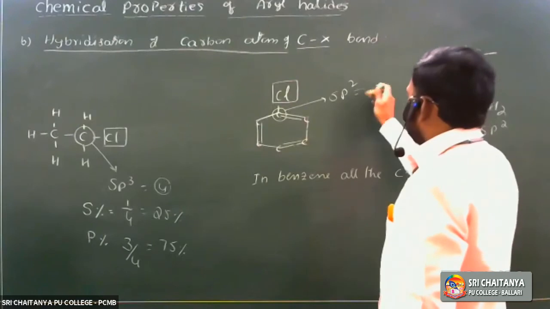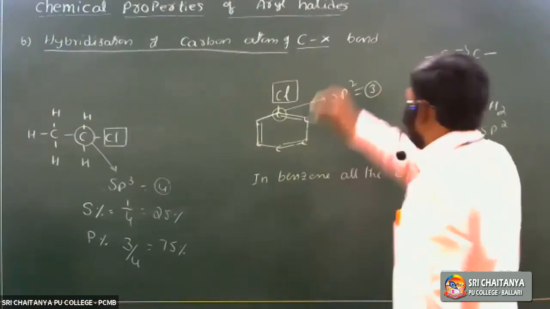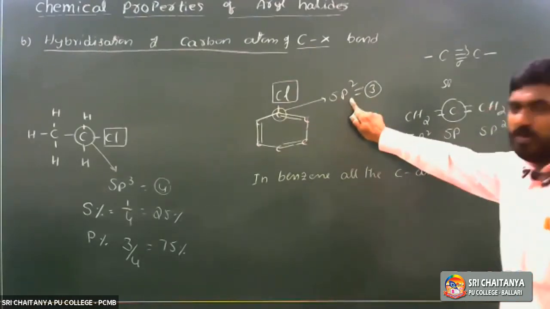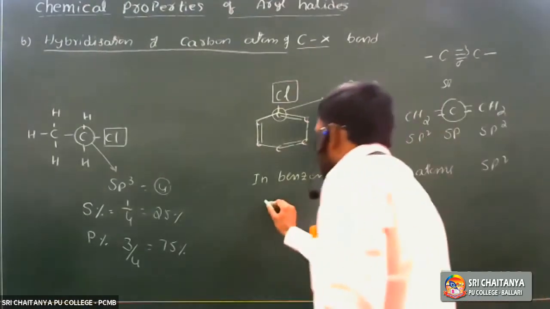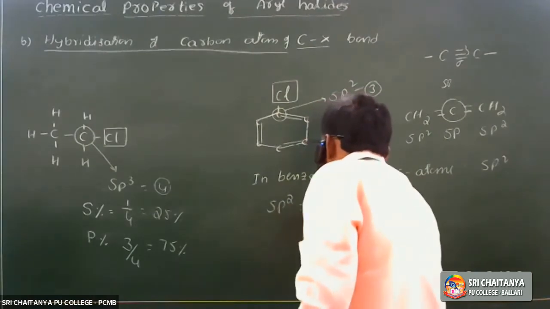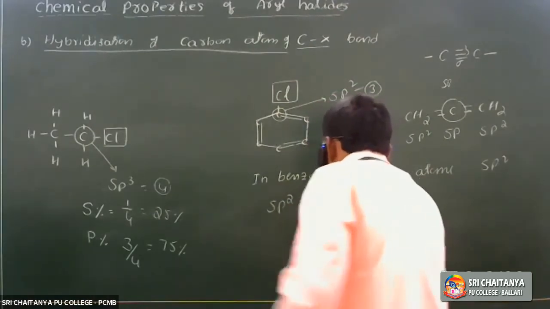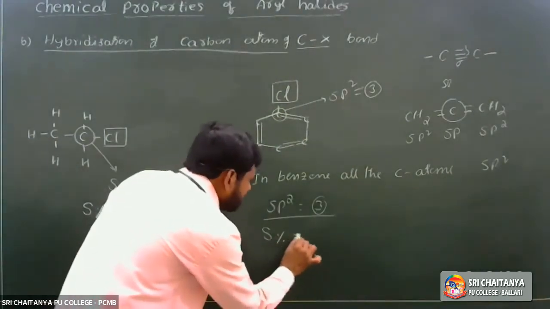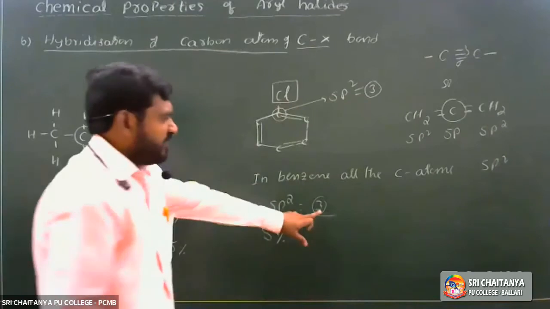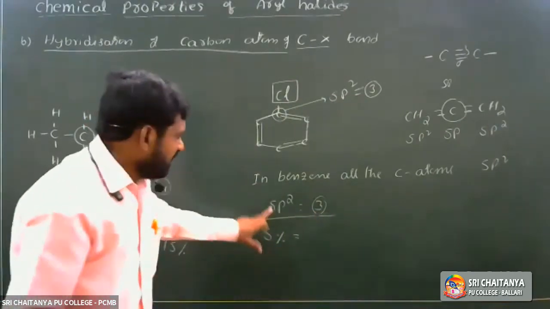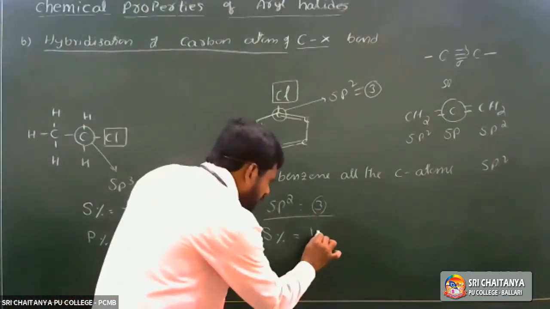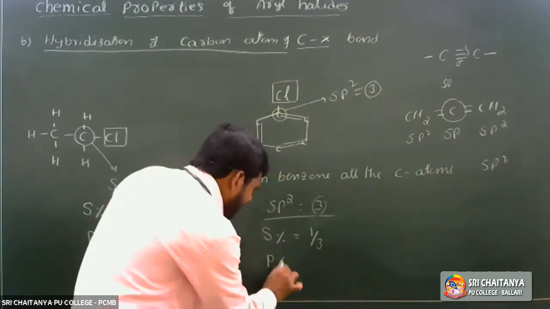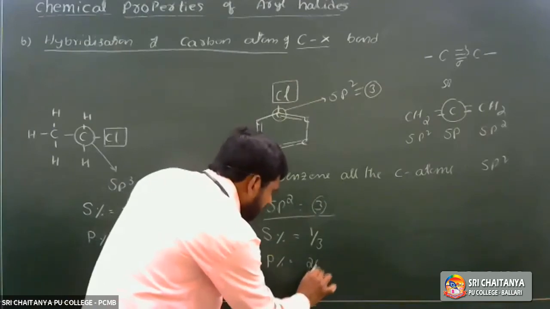In sp2 hybridization, how many hybrid orbitals are formed? 3, one s and two p. So what is the percentage of s character in sp2 hybridization? Total number of hybrid orbitals is 3. Out of 3, the number of s orbitals is 1. So 1/3. Percentage of p character is 2/3.